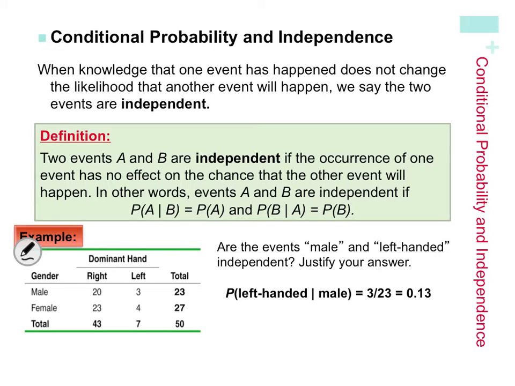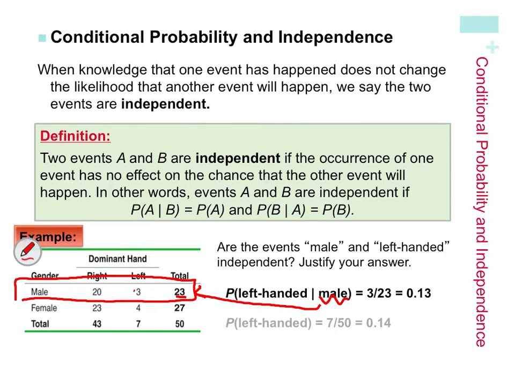So the probability that they are left-handed given that they are male. We're looking at only that row there, given that they are male. So always concentrate on what that second thing is. There are 23 males, 3 of them are left-handed. Then we want to see, is it the same thing if I asked you if they were just left-handed? Because if they were independent, then these would be the same, meaning it wouldn't matter that they were male, you'd still get the same answer for left-handed.